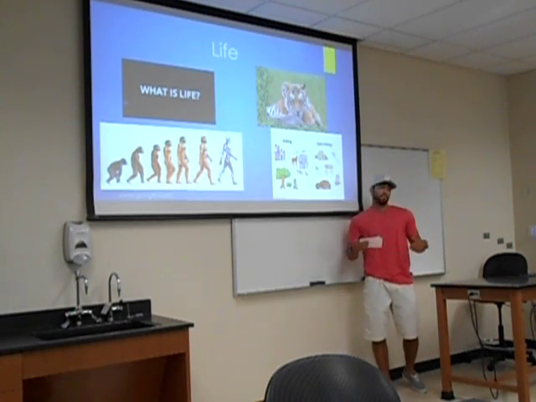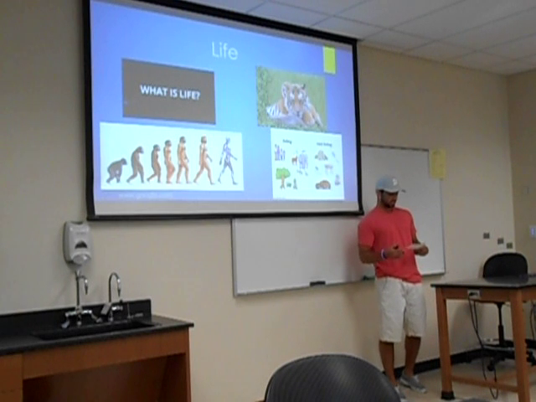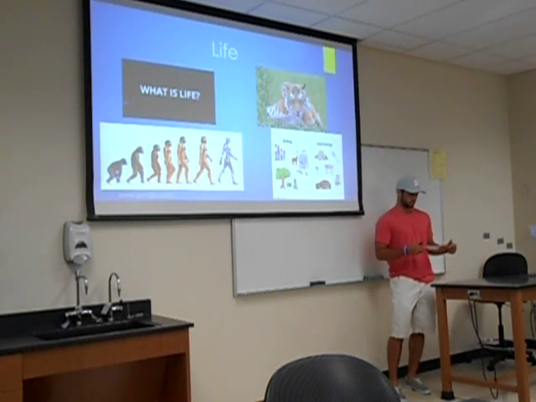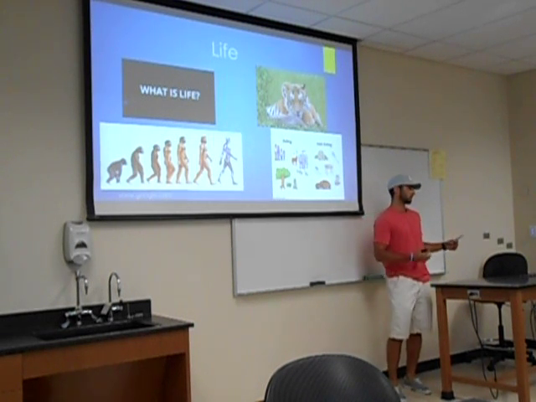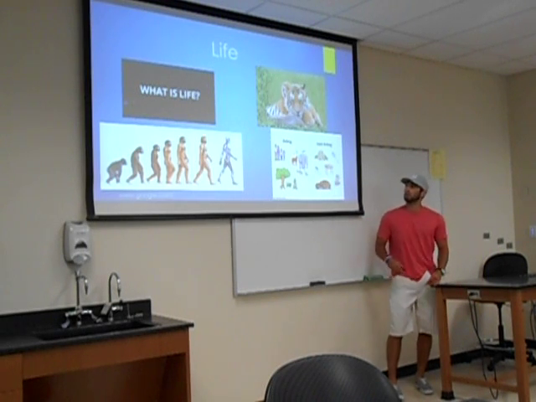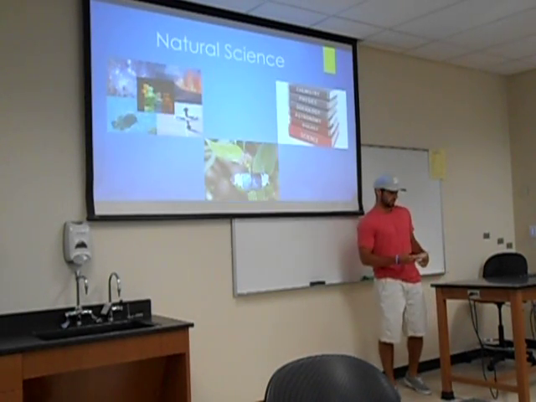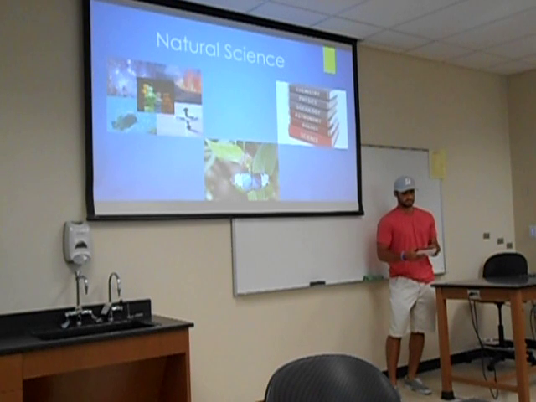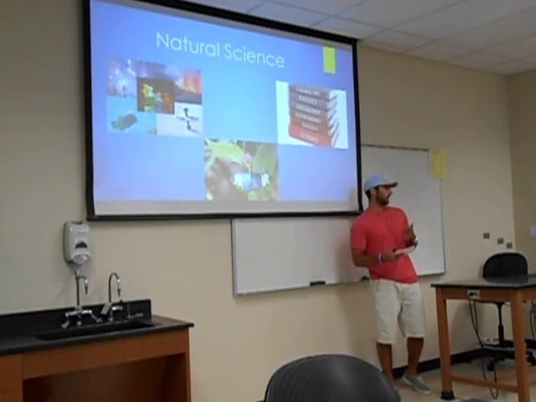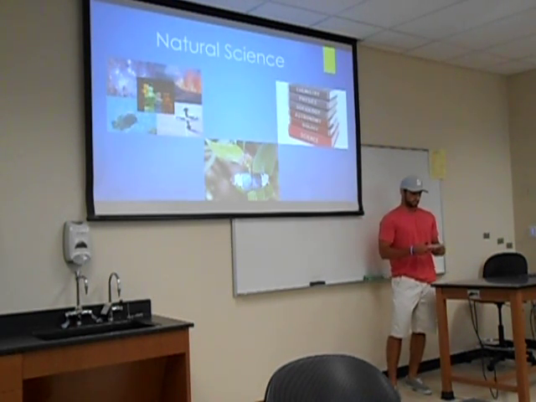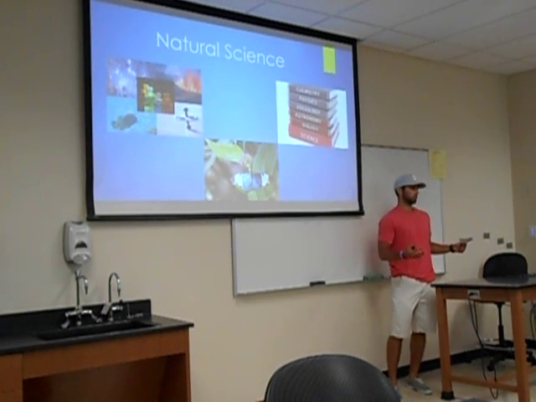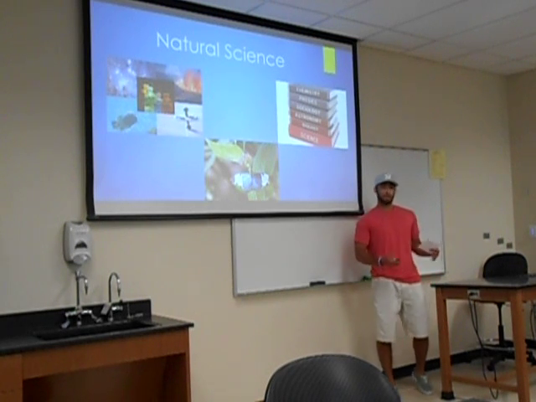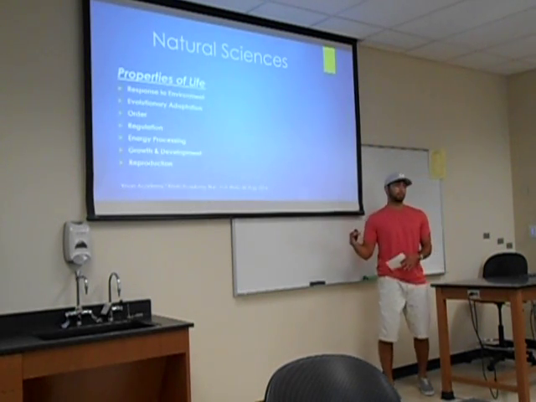So the definition of life that I got was the condition that distinguishes animals and plants from inorganic matter, including the capacity for growth, reproduction, functionality, activity, and preceding death. Through a natural sciences perspective, the definition I got was a science such as biology, chemistry, and physics that deals with objects, phenomena, or laws of nature in the physical world. So the way I went about it was the 7 properties of life.